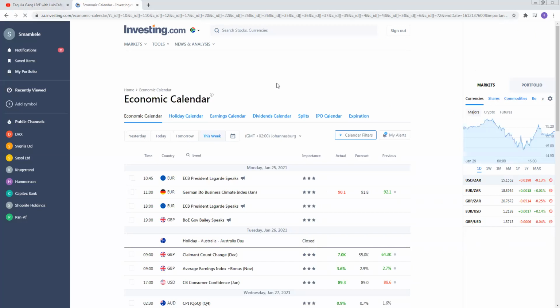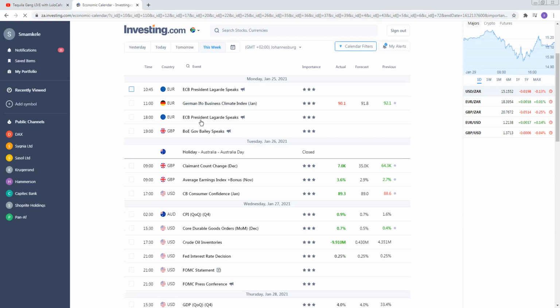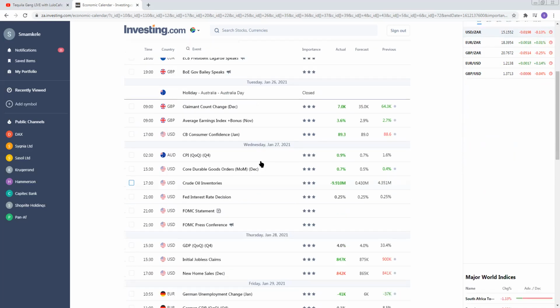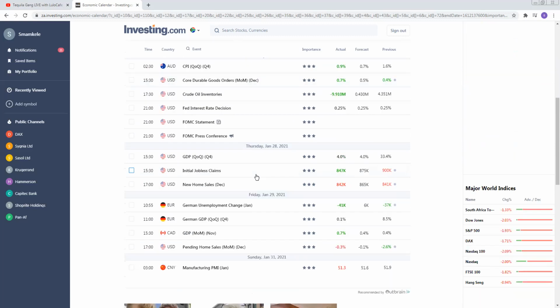You can use any website or service you find is proper for you. You can either go to investing.com or you can go to Forex Factory or any other news website you might know of. So what we have here for Monday, we have Euro and GBP. For Tuesday, we have GBP and USD. Wednesday, we have USD and AUD. Thursday, there's more USD. Friday, there's Euro and USD CAD.